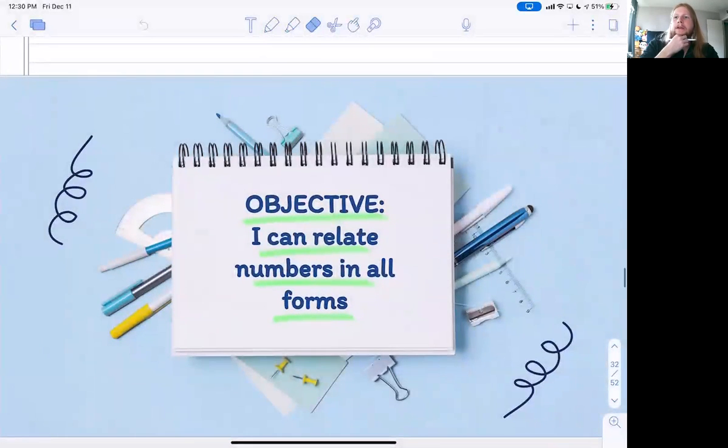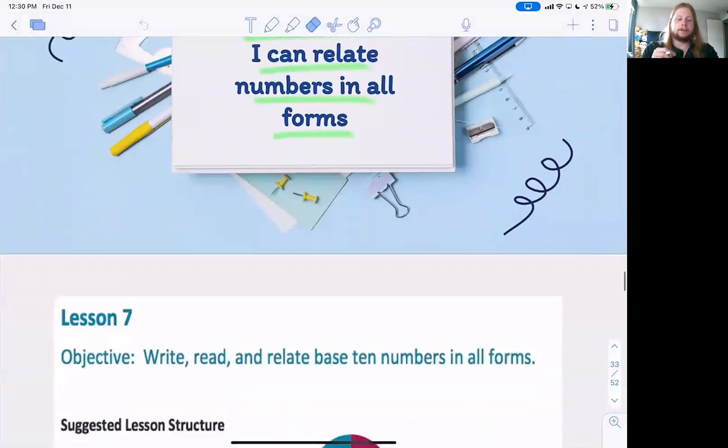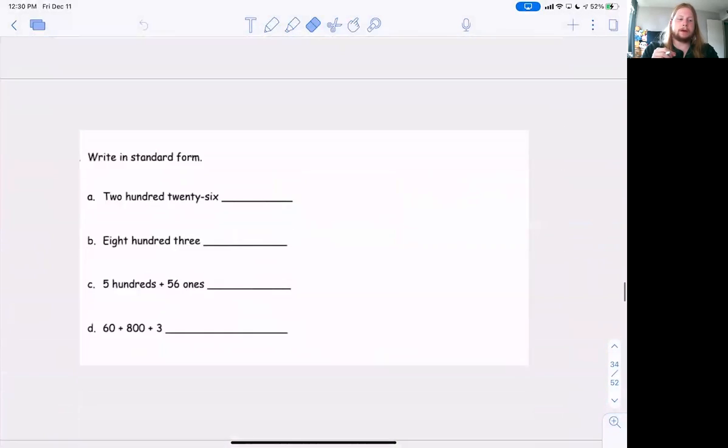All right. Our objective is I can relate numbers in all forms. So the first form we're going to learn about is standard form. We already talked about it, but we're going to talk about it again. Standard form is how the number is normally written.